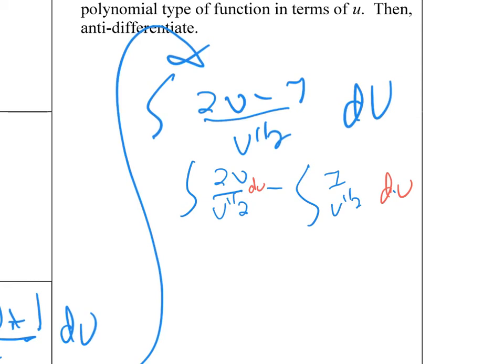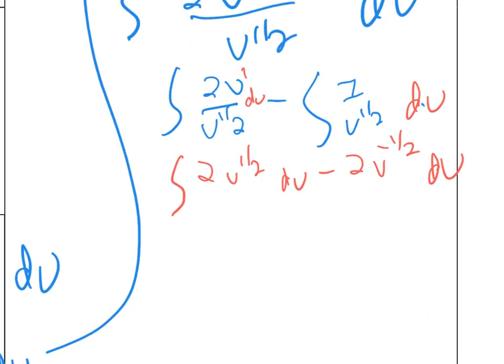Well, it isn't too bad, because that simplifies. u to the 1 over u to the 1/2 really becomes 2u to the 1/2 du. This one really becomes 7u to the negative 1/2. So it really works out pretty simplistic. Both of these constants are in the way, so technically I can take that 2 out and just ask, what's the integral of u to the 1/2?